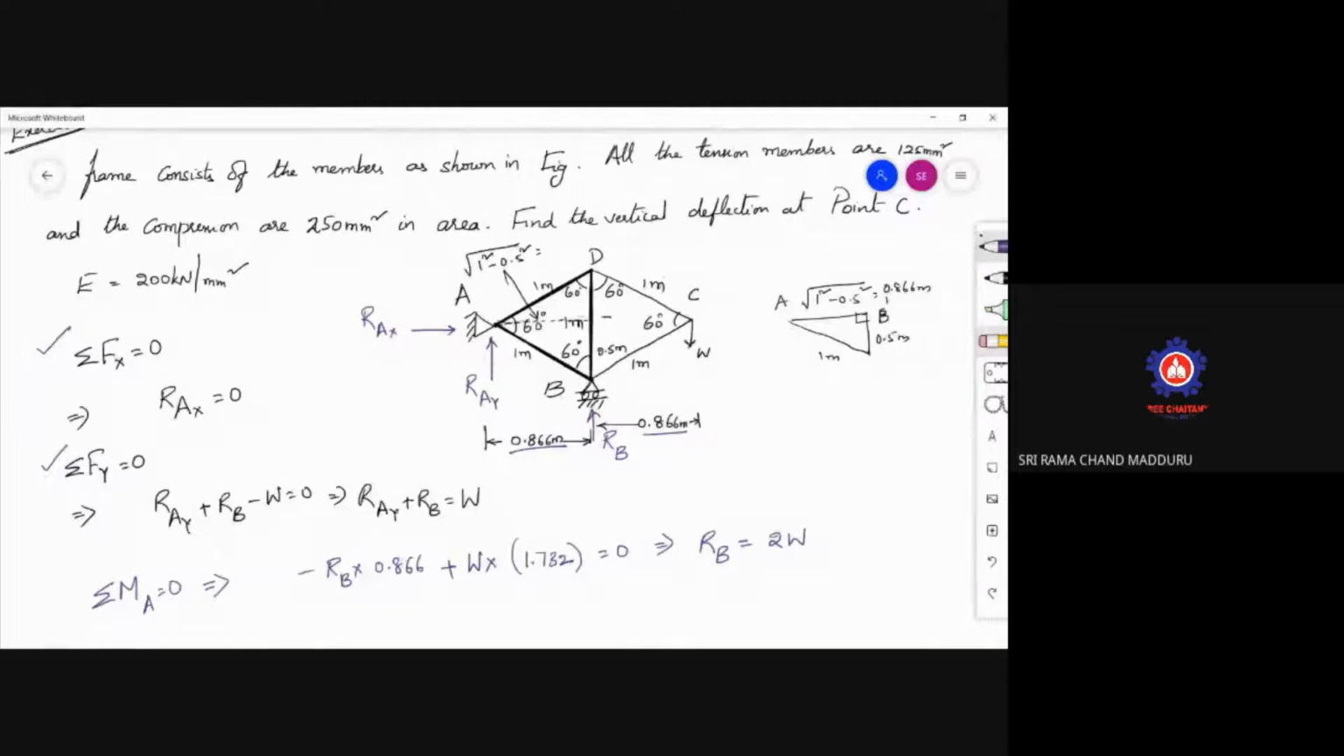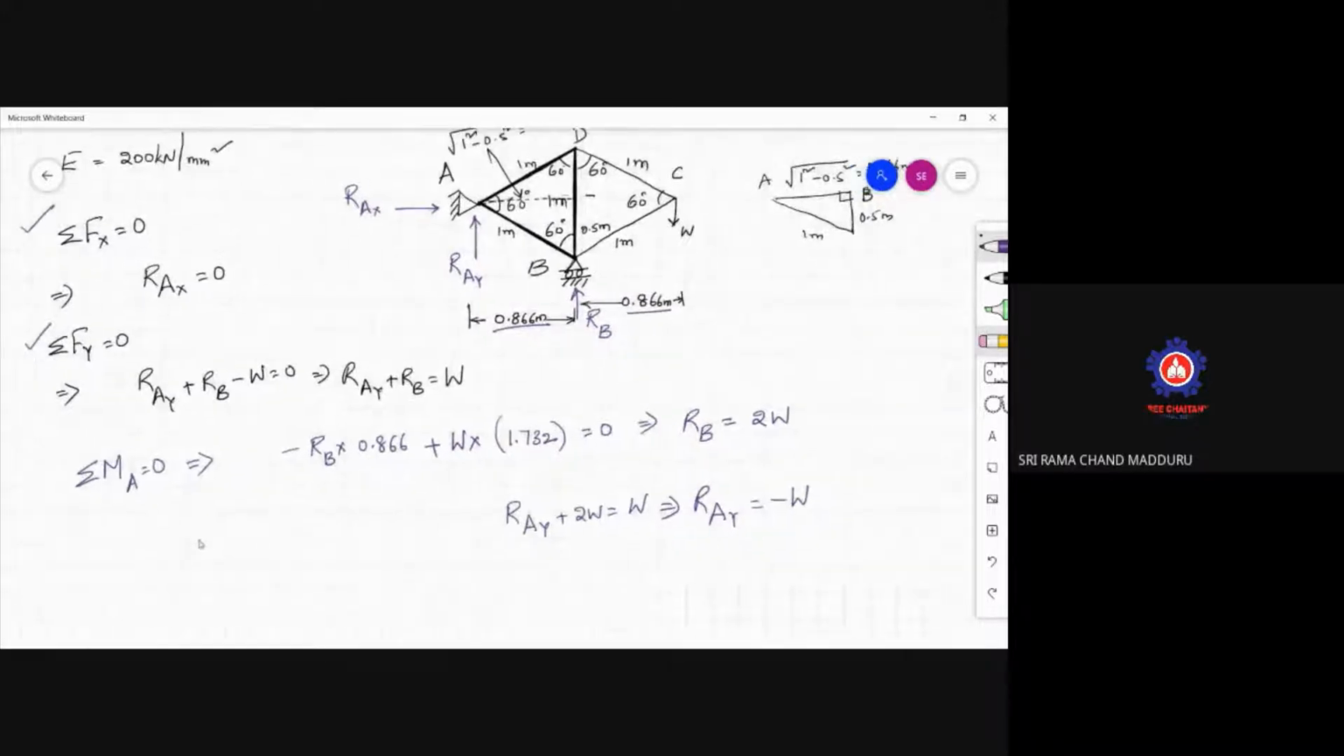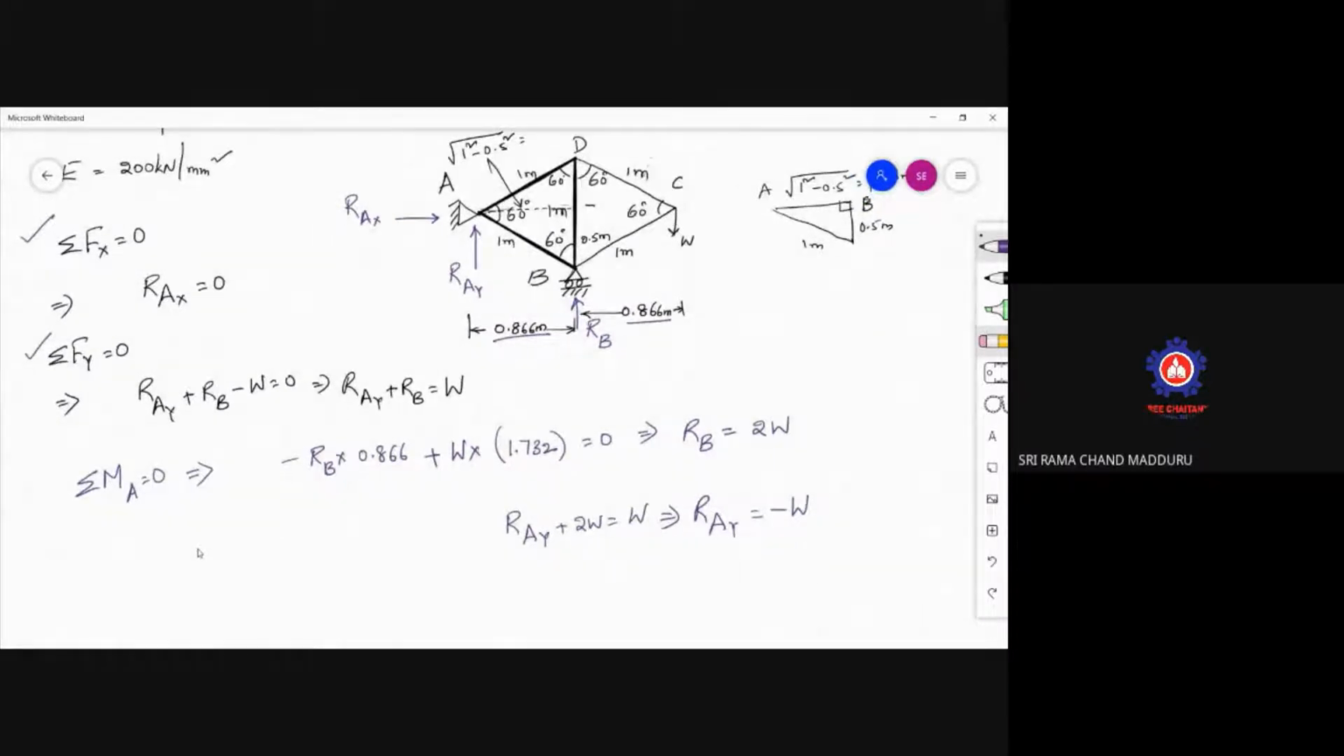Now, after getting this, go to the above equation, sigma Fy is equal to 0. That is RAY plus 2W is equal to W. That implies RAY equal to minus W. So the reactions are first calculated here. Now, to get the forces in the members, go to the free body diagram at C.